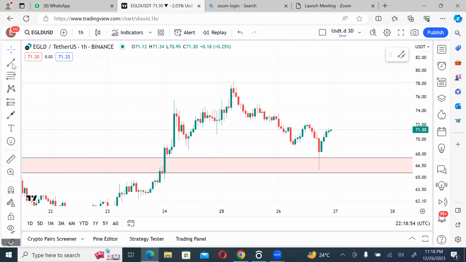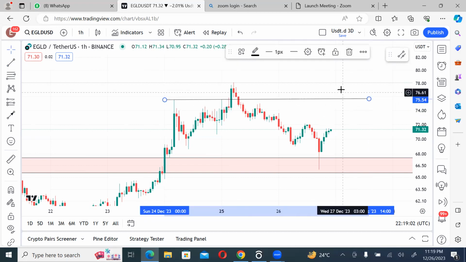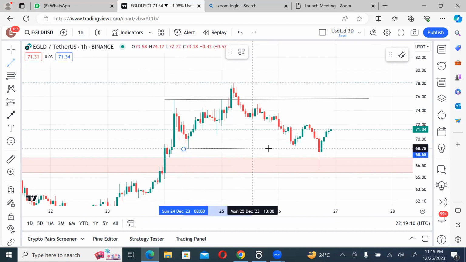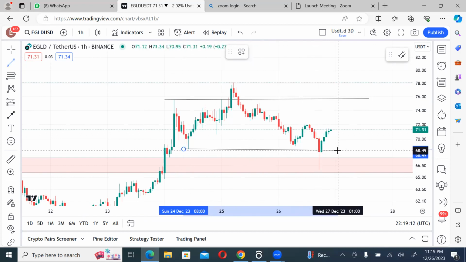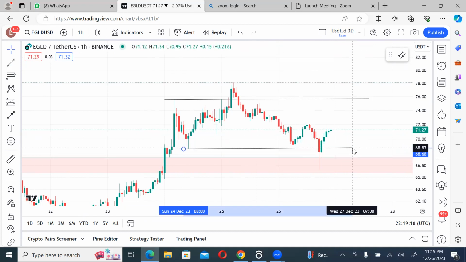Now I just want to plot my range so that you understand clearly what I'm doing. This is my range bound. I use Wyckoff. I use the Wyckoff schematic to plot all of these things. Now this is my range. Price has been in this range for quite some time.